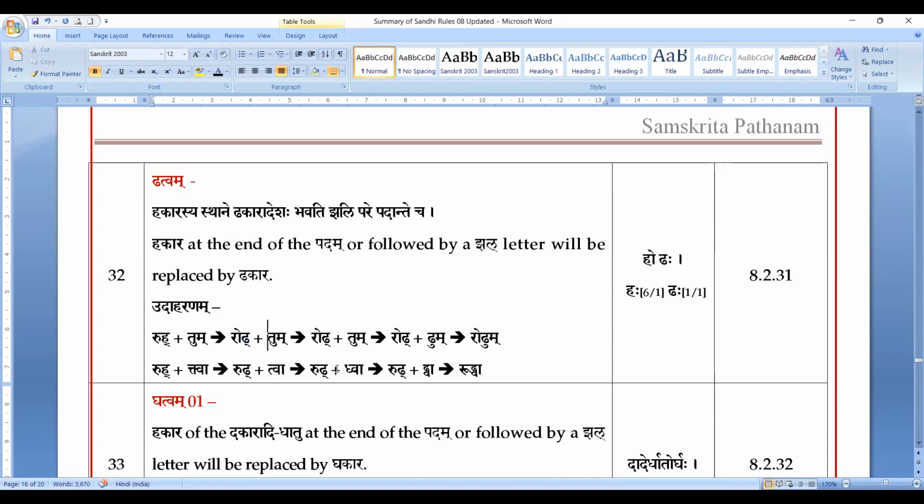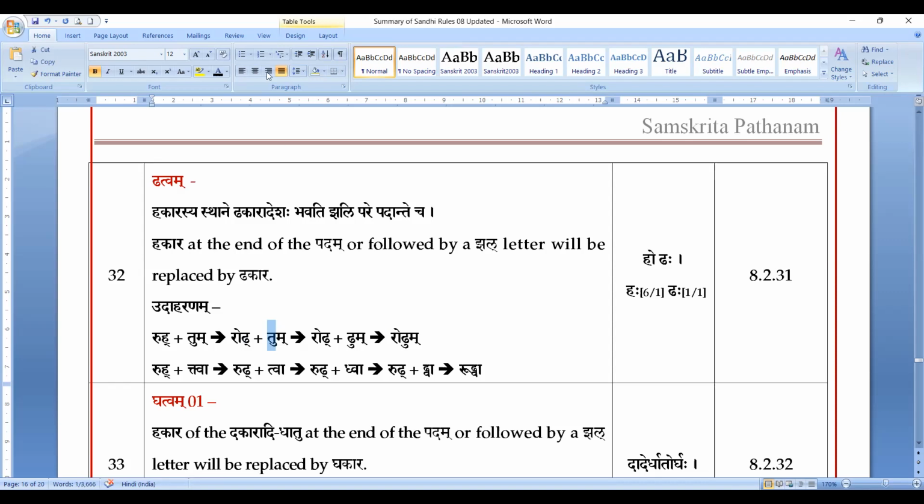Now, Dhakara belongs to which Varga? Tavarga. And Takara belongs to which Varga? Tavarga. Therefore, what will happen between these two? Road plus tum. What will happen? Shtutva Sandhi will happen. Therefore, this Tavarga letter will be replaced by the corresponding Tavarga.